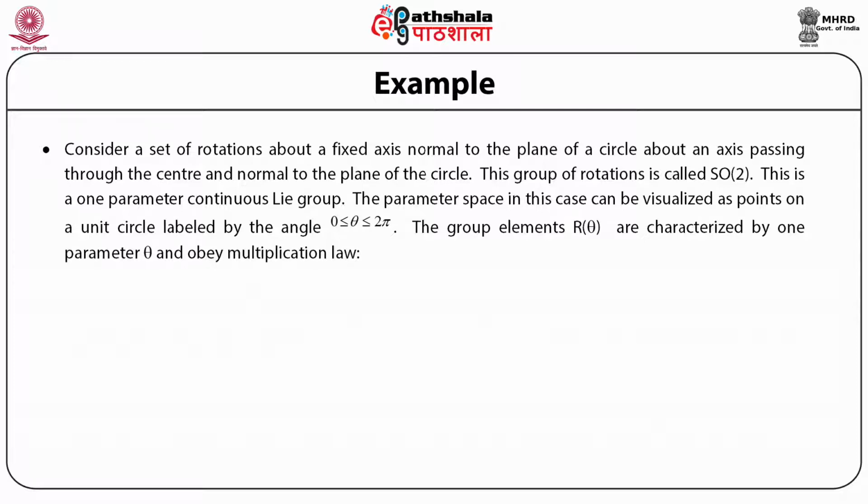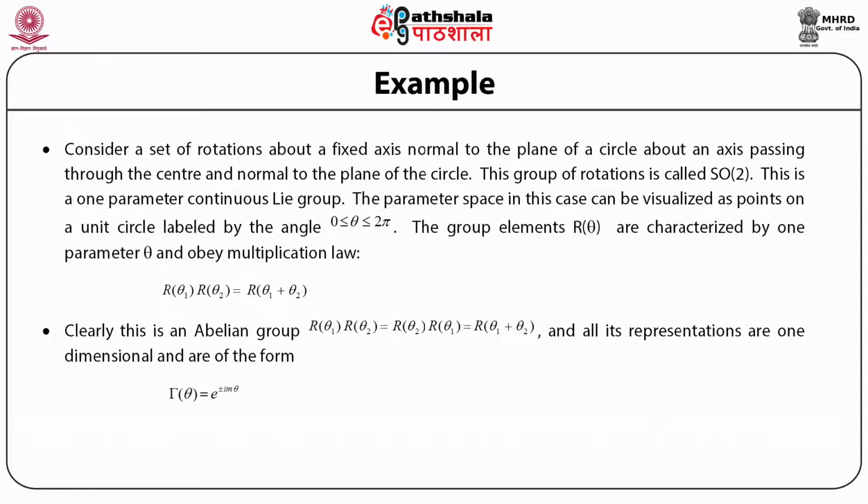The group element R(theta), which is a rotation by an angle theta about the z-axis, is characterized by one parameter theta. So, an element corresponding to rotation theta 1 is characterized by R(theta 1), and these group elements obey the multiplication law, which means the product of two elements R(theta 1) and R(theta 2) is equal to the element R(theta 1 plus theta 2), which means that a rotation by an angle theta 1 followed by a rotation by an angle theta 2 is equal to a rotation by an angle theta 1 plus theta 2.